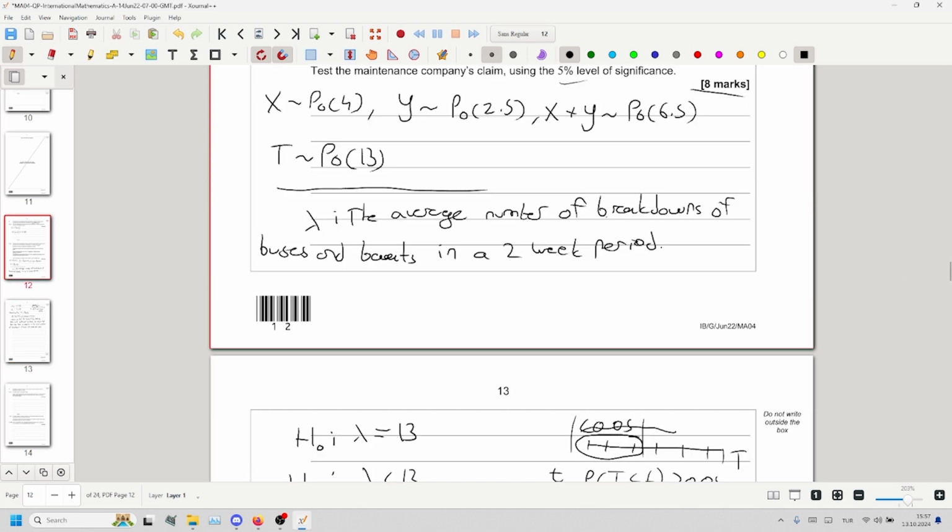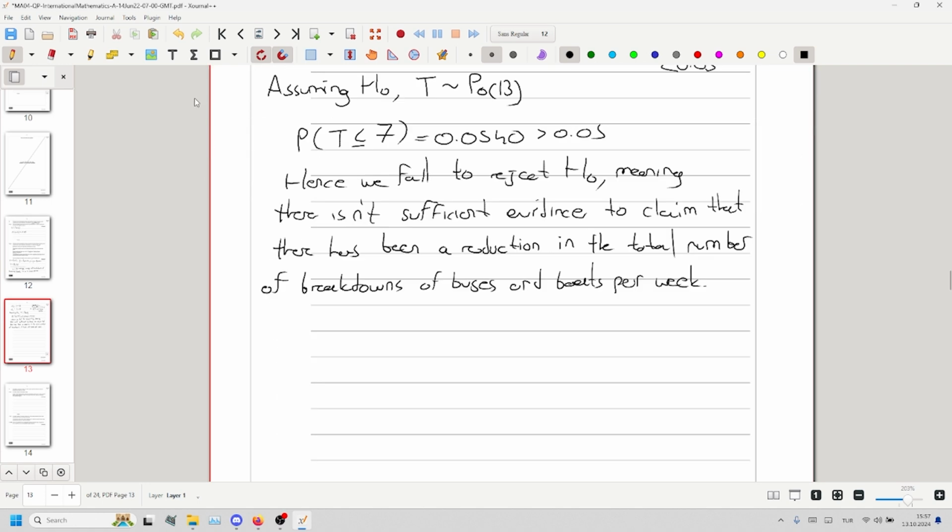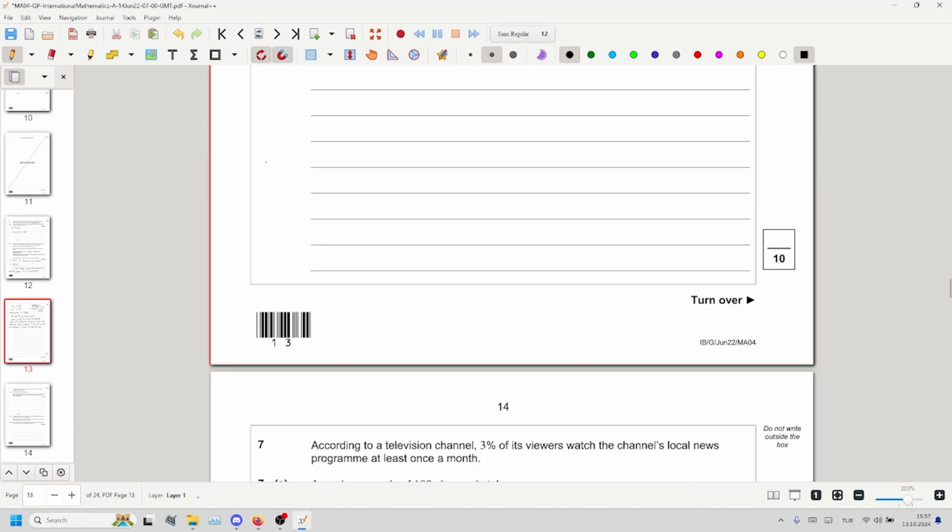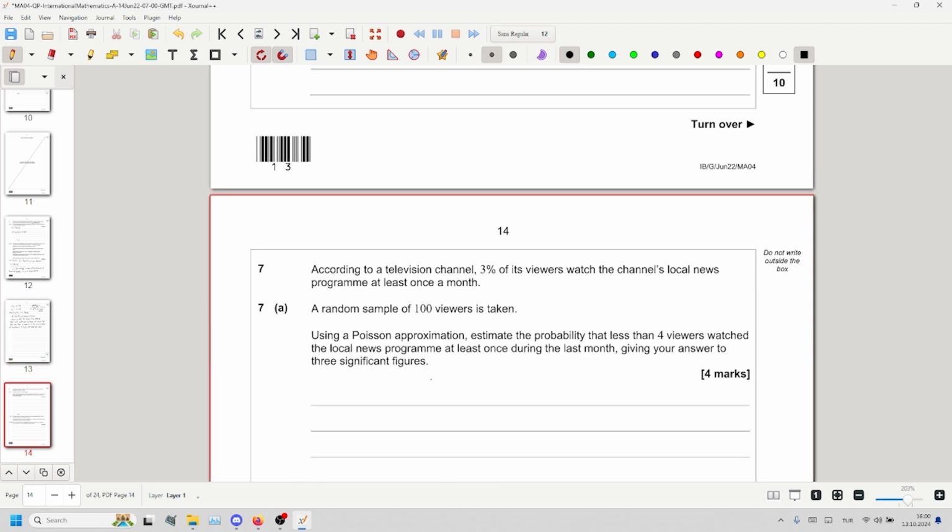8 marks for a reason. So you're going to have to write it long and detailed like this. Don't miss anything out. There is no reason to anyway.